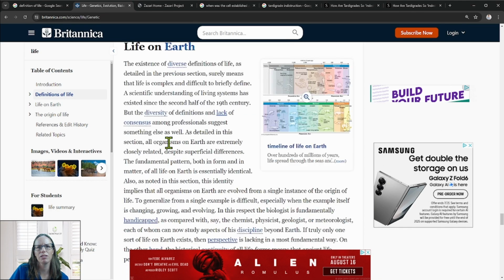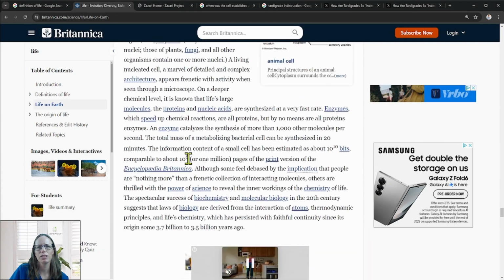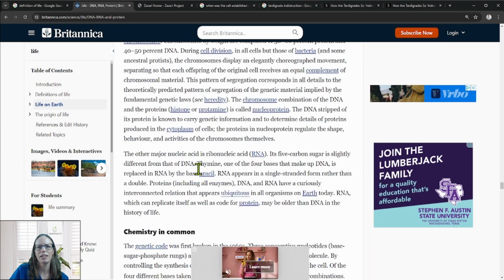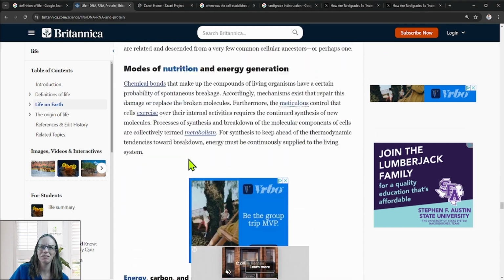Here's life on Earth and how diverse it is. We're getting into the biosphere. Now we're getting into chemistry. It goes on and on. This very large entry that started with life, we still don't even know what it is.